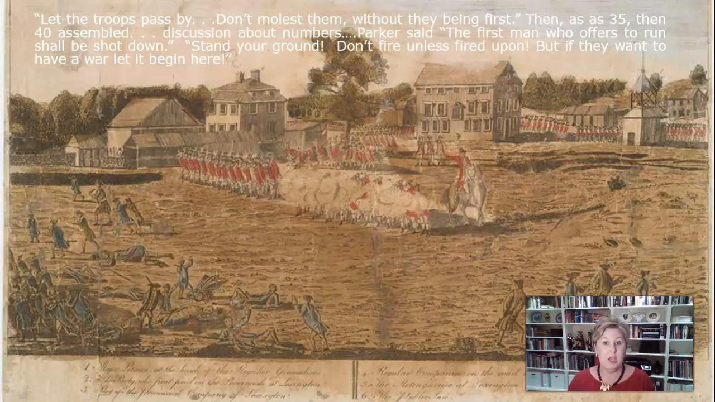They had actually dispersed, and now they're realizing that the threat is real, it is imminent, and they were regathering. Well, as they regathered, their commander, a veteran of the French and Indian War, a man named Captain John Parker, said to them, "Let the troops pass by. Don't molest them without they being first." Then, as they began to recognize their numbers, they were at great disadvantage, of course, and had been exhorted to only resist defensively. Now they were ready to actually disperse.